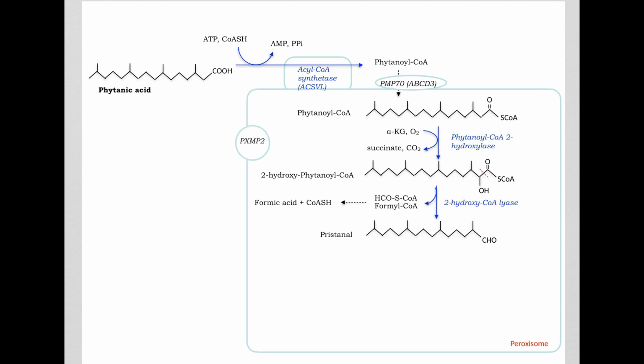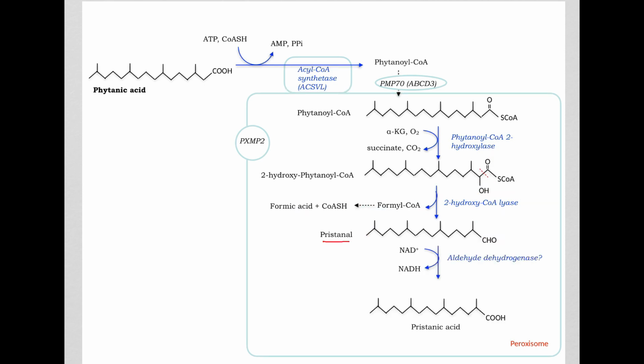In the next step, the bond between carbon 1 and 2 is broken, and this part comes out as formyl-CoA, while the rest of the molecule is pristanal. The OH is converted into an aldehyde. The formyl-CoA eventually breaks down into formic acid and coenzyme A, and this reaction is catalyzed by a lyase.